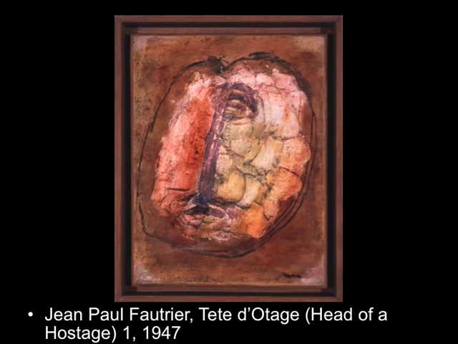The idea that he had was to try to encapsulate and express some of the feelings he was having at the time. Now, it's important to know Jean-Paul Fautrier lived outside of Paris, and he lived very close to a part of Paris where the Nazis were occupying Paris. And actually, he lived very close to a prison that they had created. So they had occupied a building and turned it into a place where they took prisoners of war.